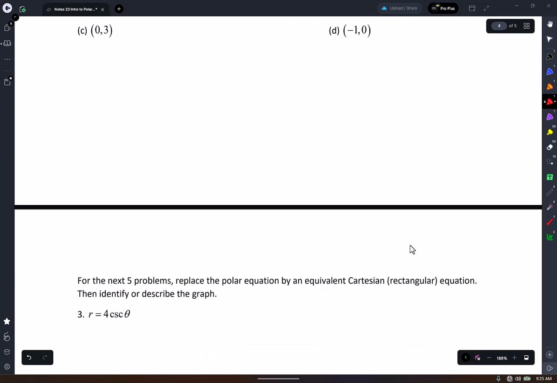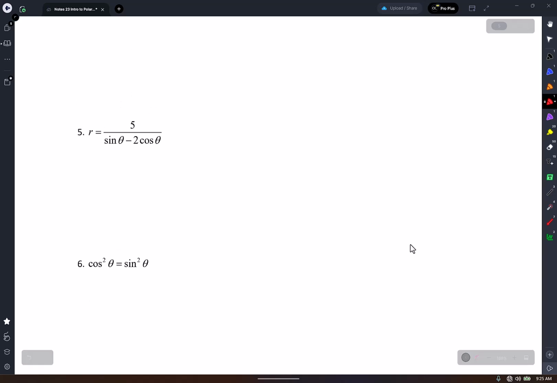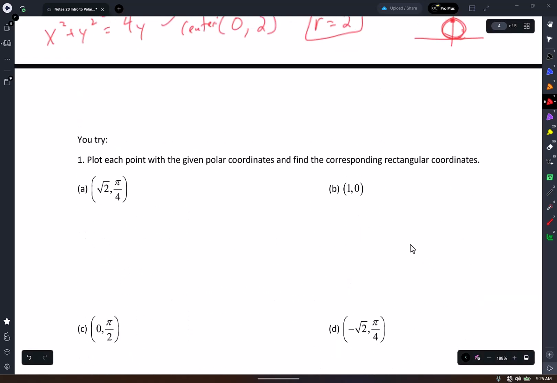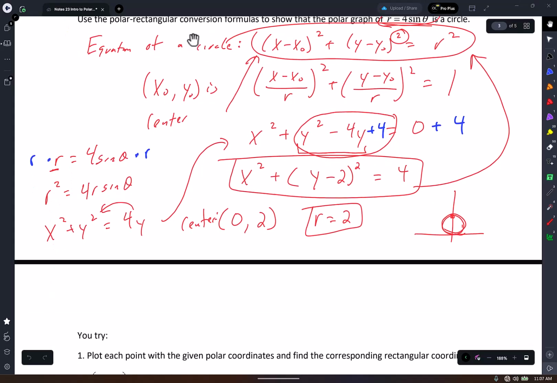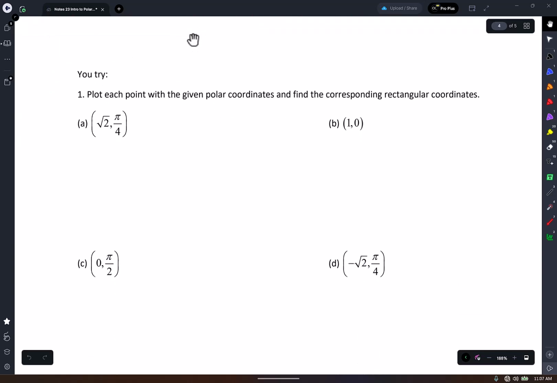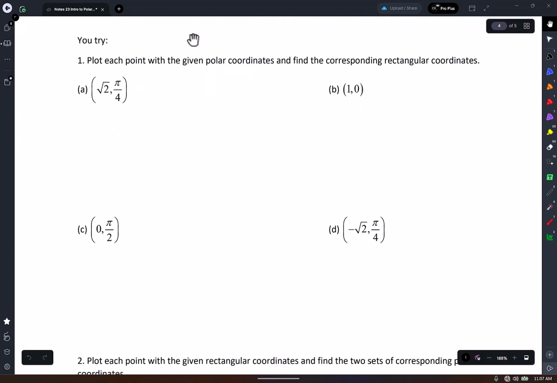Last questions, guys. All right, so let's continue. Yeah, we'll finish this pretty quick. It says plot each point with the given polar coordinates and find the corresponding rectangular coordinates. Okay, so here we go.